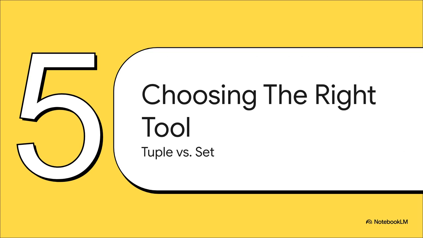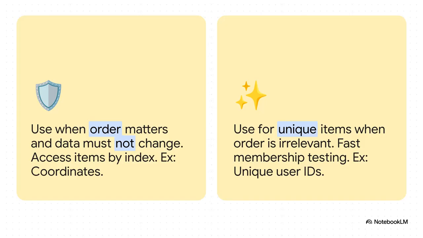So we've met the unchangeable tuple and the unique set. They're both incredibly powerful, but they're very different tools. The final piece of the puzzle is knowing exactly when to pull each one out of your Python toolbox. Honestly, the choice boils down to 2 key questions. Does the order matter, and can the data change?